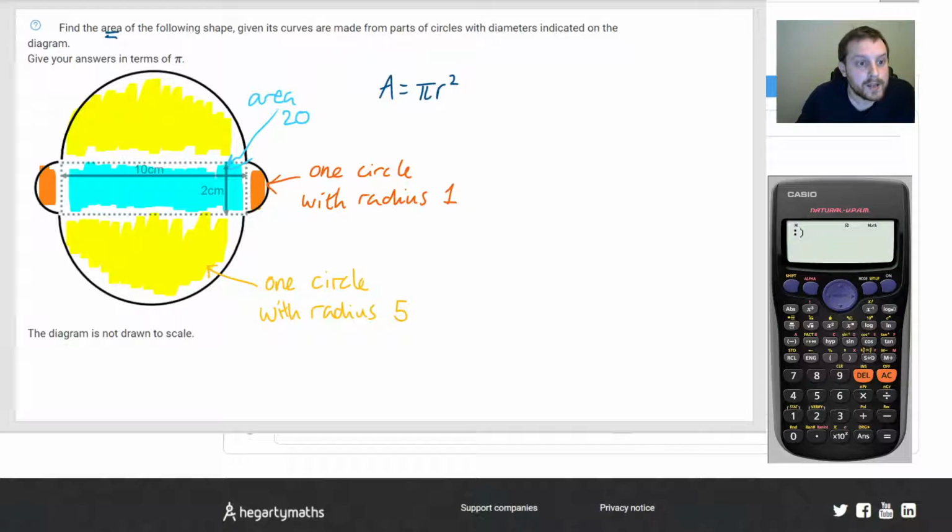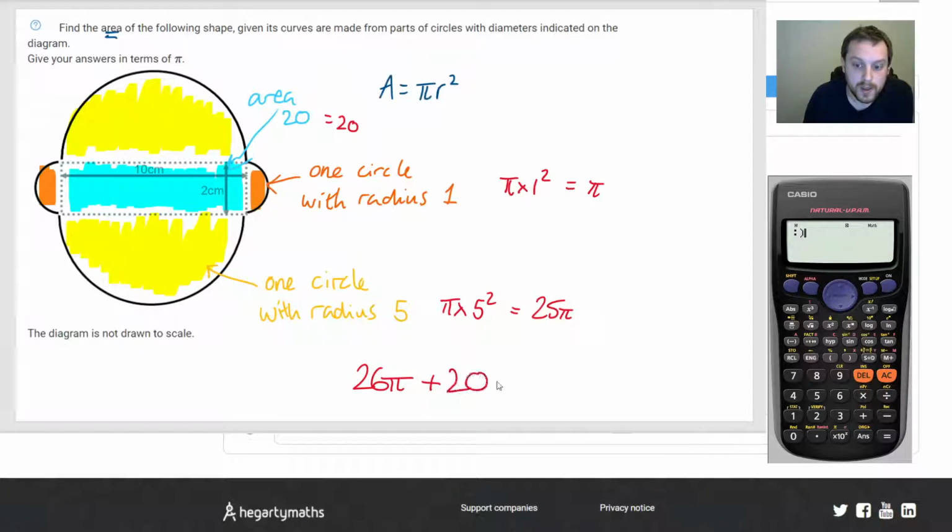So let's answer this then. This is going to have pi times 1 squared. This is pi times 5 squared. This is just 20. So this is 1 pi, which is just pi. This is 25 pi. So what have we got altogether? Well, we're going to have 26 pi altogether. 25 pi plus pi is 26 pi plus 20.